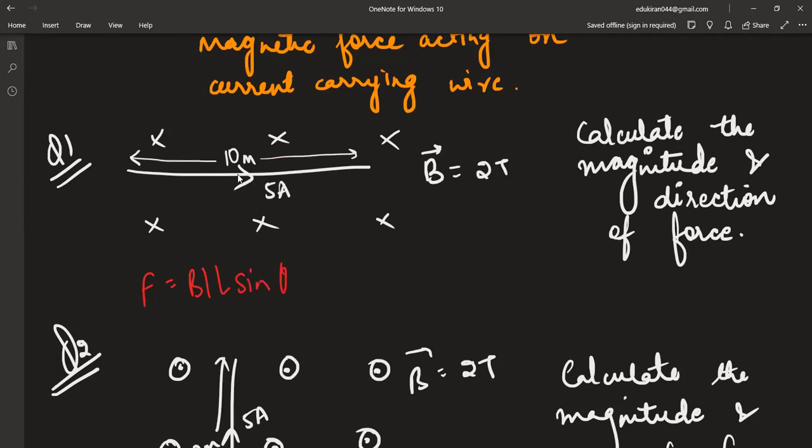The angle between length and magnetic field is 90 degrees. Magnetic field is inwards. B is 2, current is 5 amperes, length is 10. This becomes 100 Newton. Now coming to the direction, how will you write it? Yesterday also we did these types of questions. Keep your right hand along the direction of current. Curl your fingers inwards because the magnetic field is inwards. The thumb will give you the direction. So the thumb here is upwards, which is j cap. You can write j cap, you can write upwards. Both are valid.